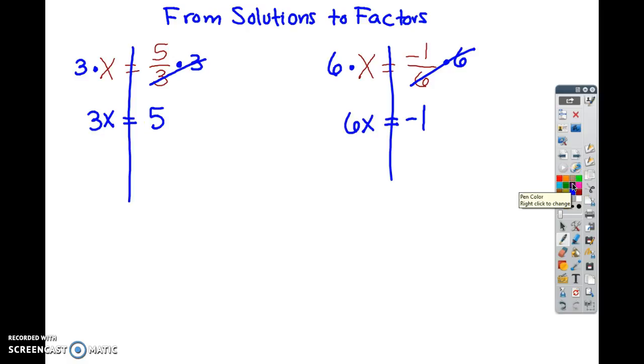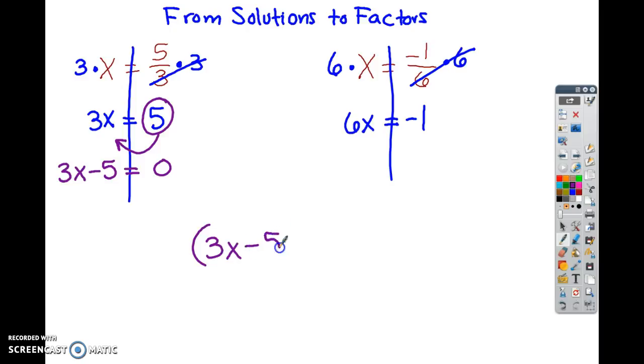I'm not done. I still have a 5. Remember, this needs to equal 0. So now you move the 5 over, change the sign. So you have 3x minus 5 equals 0. And this is your factor. So one of your factors is 3x minus 5.